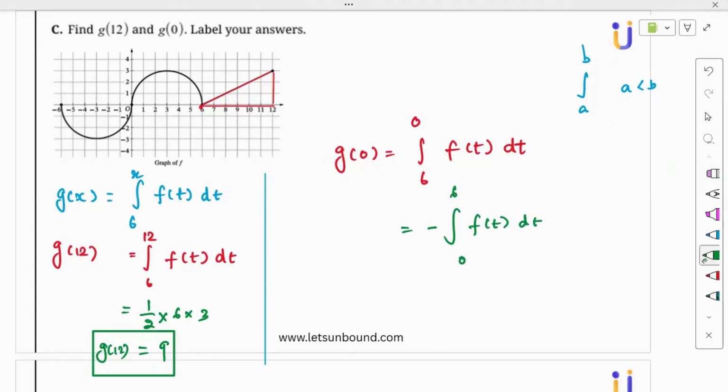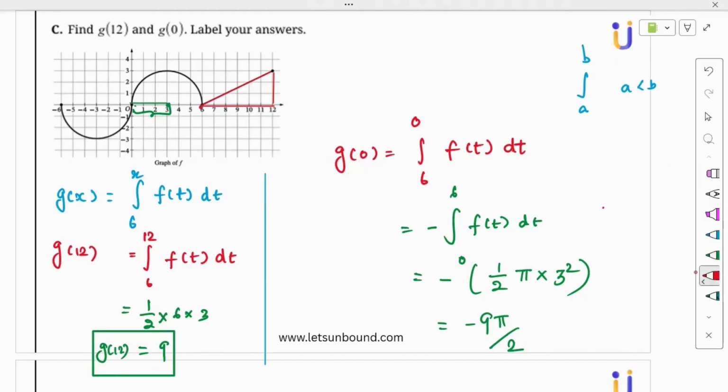So from 0 to 6, what is the area under the curve? Under doesn't mean the graph has to be below. So this is the area we are looking for G of 0, with a negative. So 0 to 6 area under the curve is the semicircle. What is the radius of the circle here? 3 units. So this is negative 1 by 2 pi r squared. R is 3, so 3 squared. And that's it, negative 9 pi by 2. It's not positive 9 pi by 2.